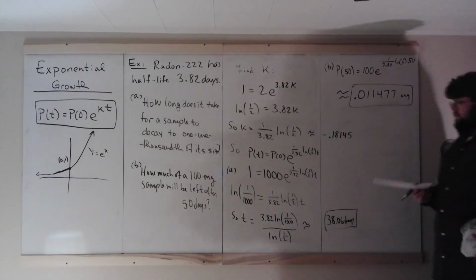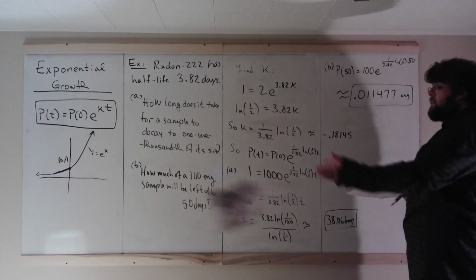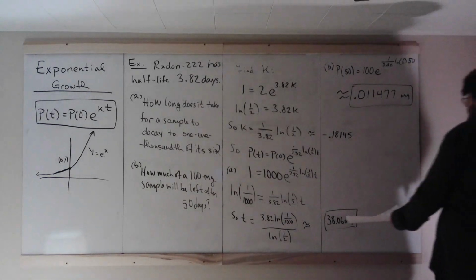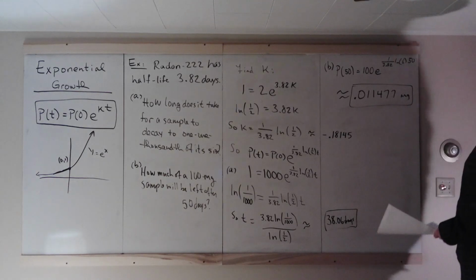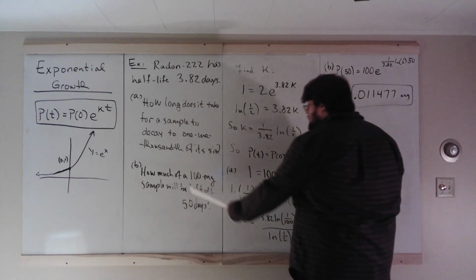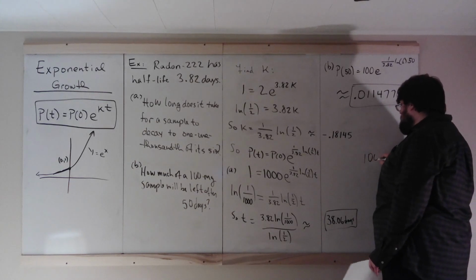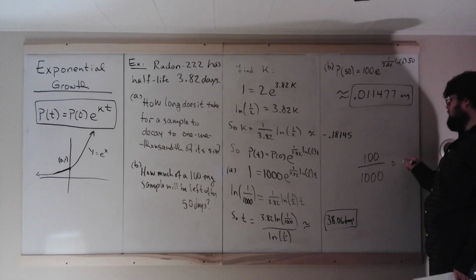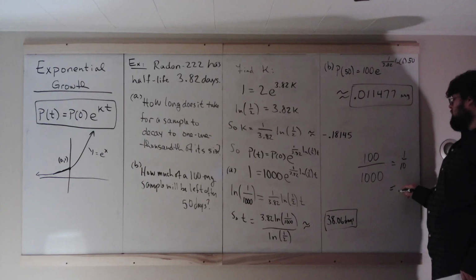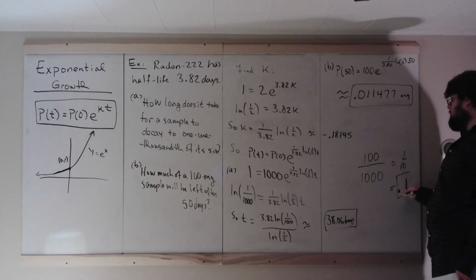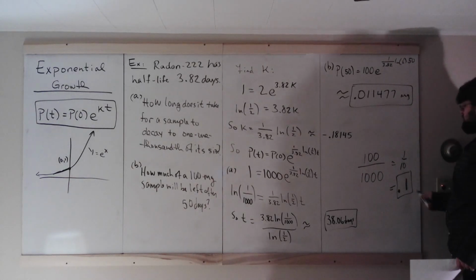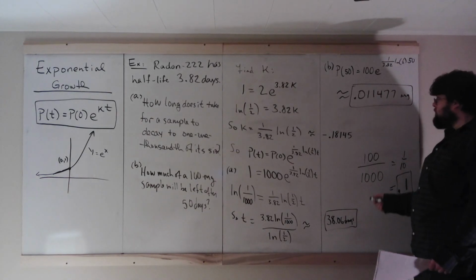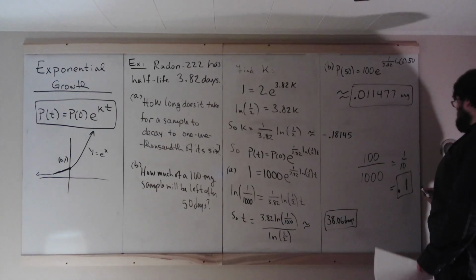And again, we can interpret this answer. This answer makes sense because why? Well, in part A, we determined after 38 days, 1/1000th will be left. 1/1000th of 100. What's 1/1000th of 100? It's that number. So after 38 days, we should be left with 1/10 of a milligram. So after another 12 days, we would expect the answer to be less than that, and it is.